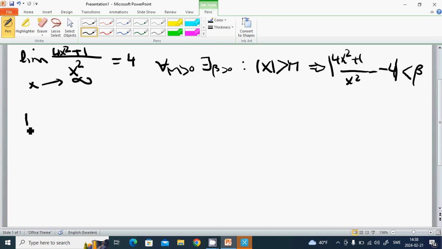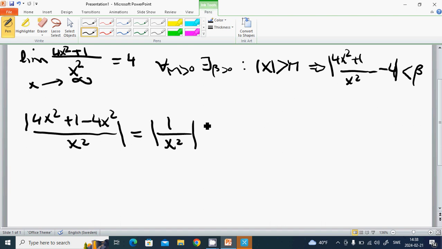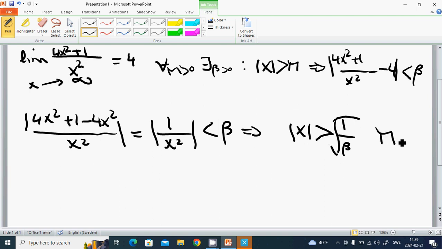Then we write (4x^2 plus 1 minus 4x^2) divided by x^2 equals 1 divided by x^2, less than beta. Then absolute x is greater than 1 divided by square root of beta. Beta is a very little positive value. Then this one is a very big value. Then we have to find m. M is greater than or equal to 1 divided by square root of beta.